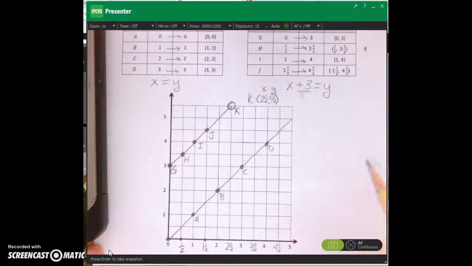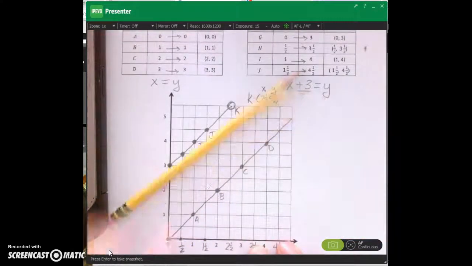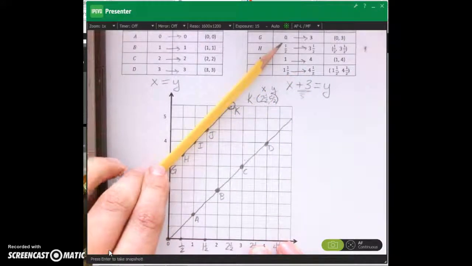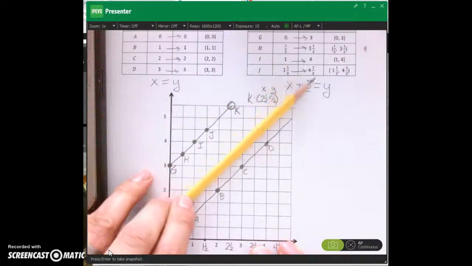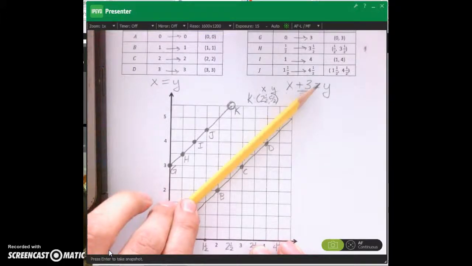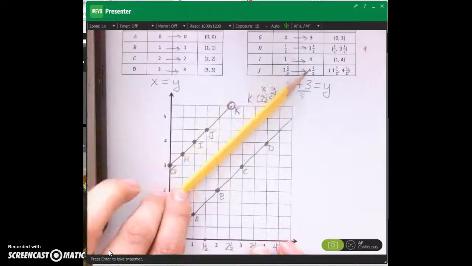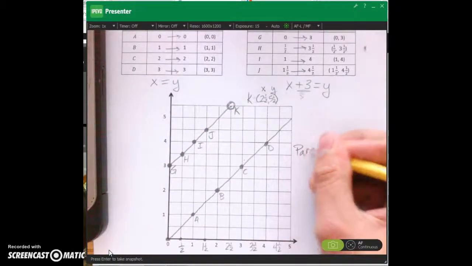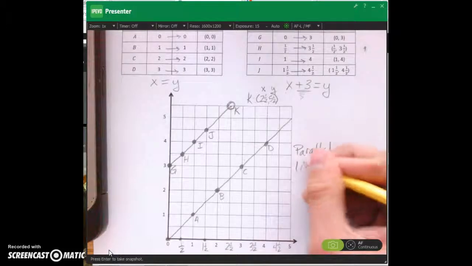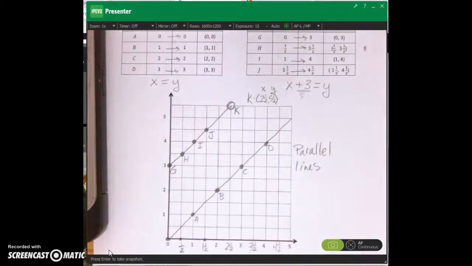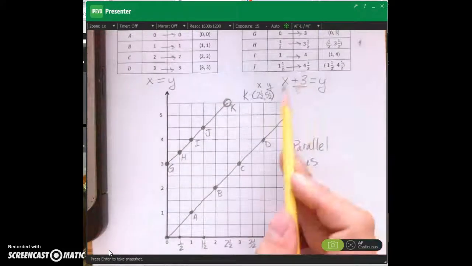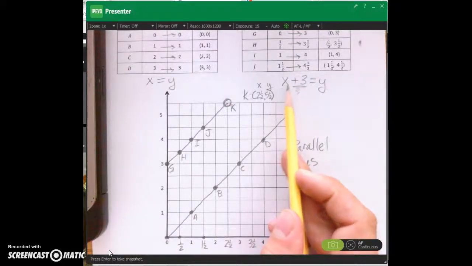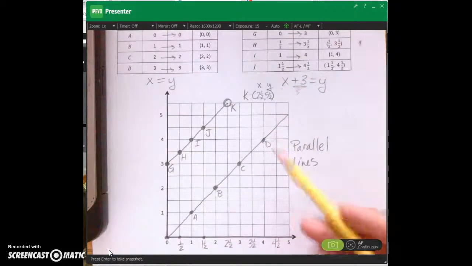Now, on the back page, notice what relationship do these lines have? This line and this line, are they perpendicular? Not quite. But they are what? Parallel, that's right. So I want you to write in big letters off to the side. Parallel lines. You're going to see some patterns like this when we create equations of a line. If nothing's being multiplied times the x, it's always going to have the same slope.